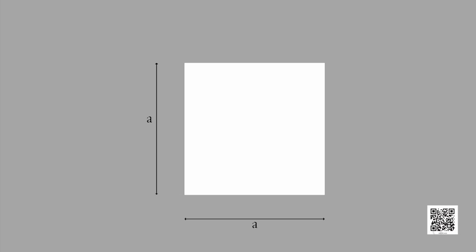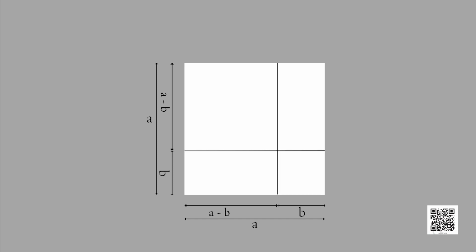Let us see the geometrical interpretation of the identity 2, that is a minus b whole square is equal to a square minus 2ab plus b square. Consider the square of length a. Now choose the length b along the sides and mark the point as shown in the figure. Join all the points through straight lines. Now cut the square along these straight lines. On cutting, we get 4 different parts.